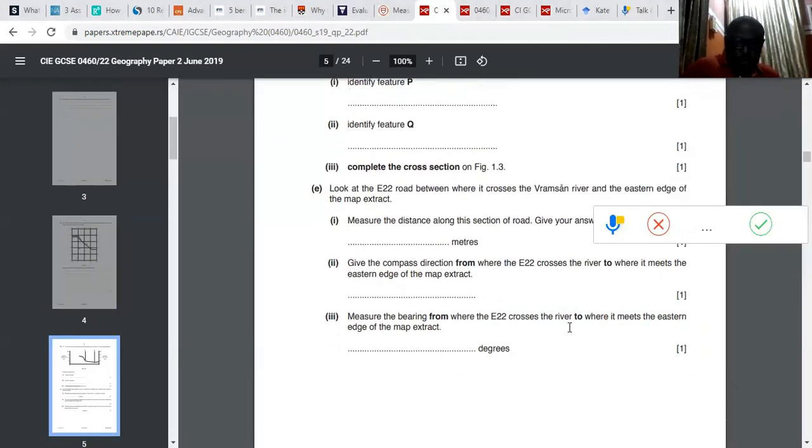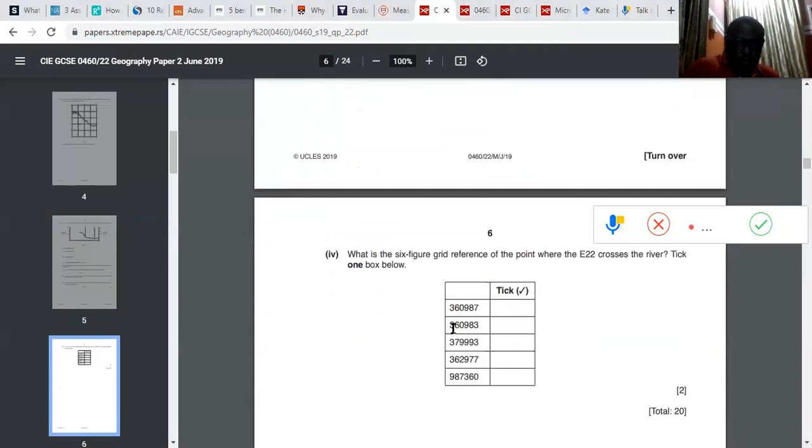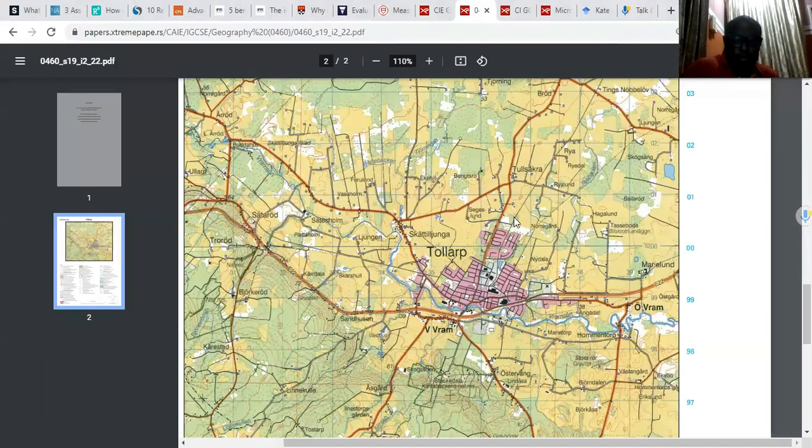Measure the bearing from where E22 crosses the river to where it meets the eastern edge of the map extract. Well, you should know the bearing. If you don't know, leave it. What is the 6 figure grid reference at the point where E22 crosses the river? Let's go back and do that. From here, what's the six figure grid of this?